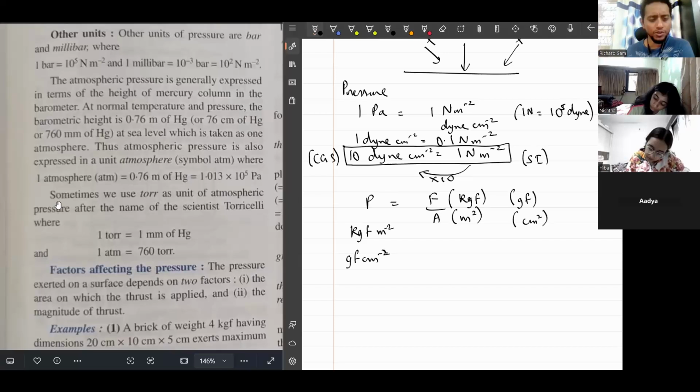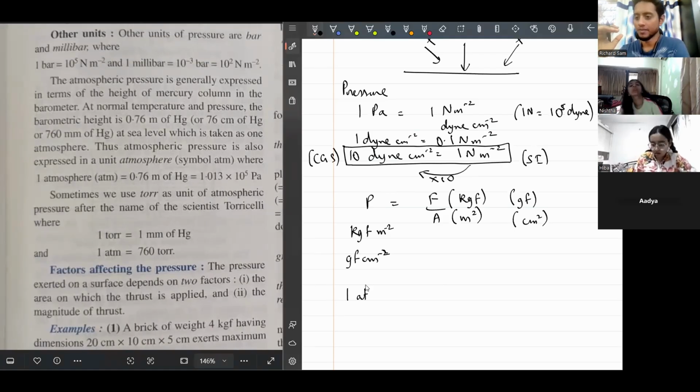There are a few more units, like atmosphere. Atmosphere was based on the atmospheric pressure at sea level. See, above us, there's 300 kilometers of air, right? So we are at the bottom of this big blanket of air. So we are at a point where there's a maximum amount of atmospheric pressure. As you climb up, climb a mountain, what happens to the atmospheric pressure? It decreases, right? Because the distance of air above you gets lesser as you climb up. So the maximum atmospheric pressure is at the sea level.